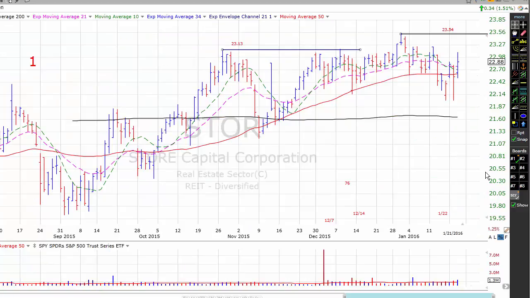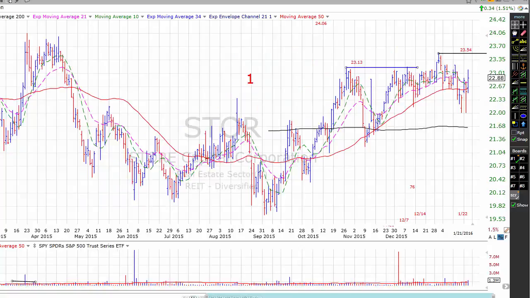Before we go here, I want to talk a little bit about Store Capital Corp. Store is a real estate investment trust that owns 947 single-tenant commercial real estate properties in 46 states operated under long-term net leases. Let's extend this chart out to a year.